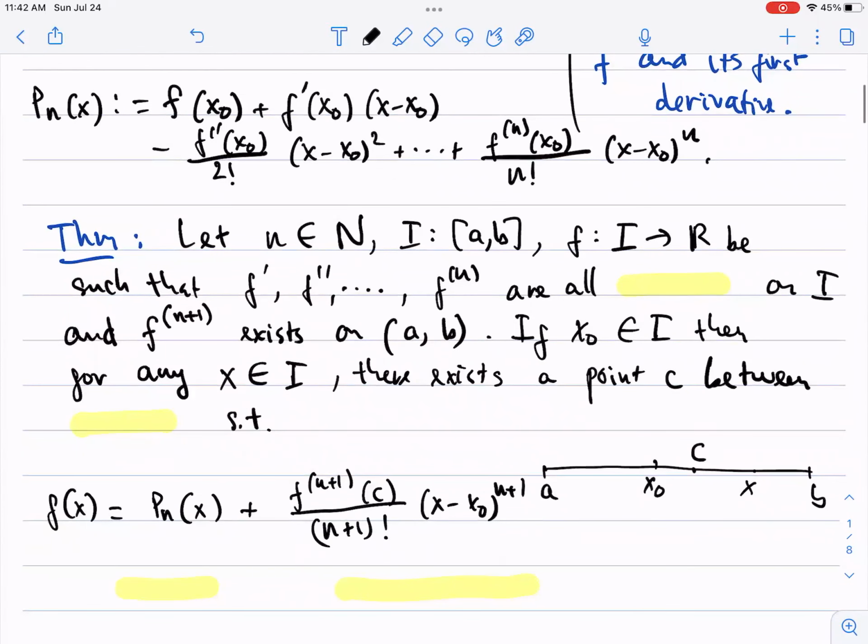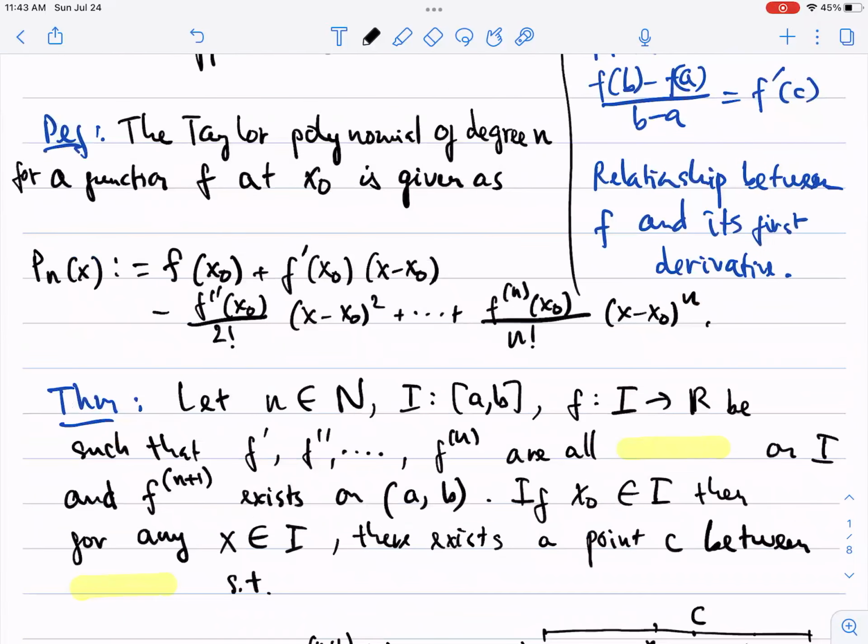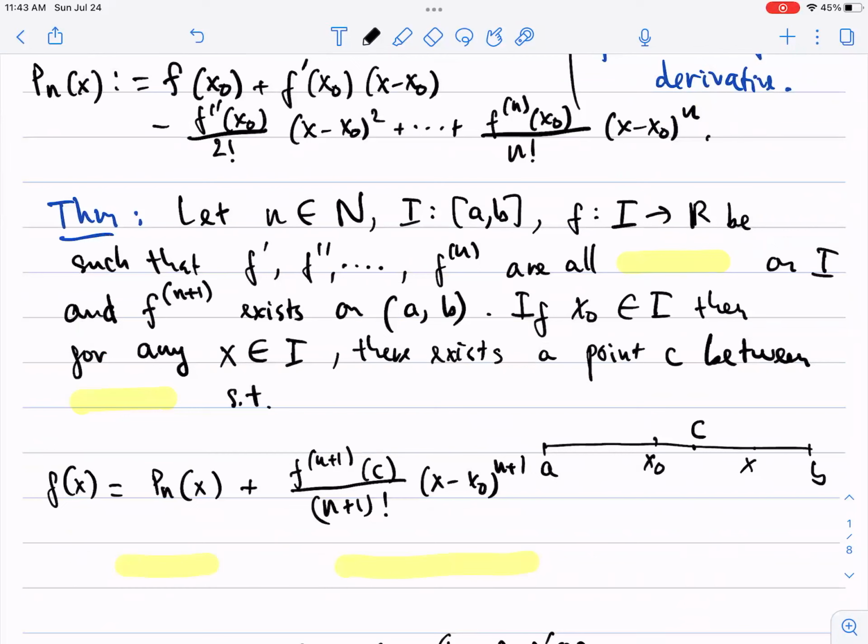So this is an expression involving the first n derivatives of the function. And it is constructed in a special way, which we're going to see later. The basic Taylor theorem says that actually there is a way to relate the function f with its nth Taylor polynomial.